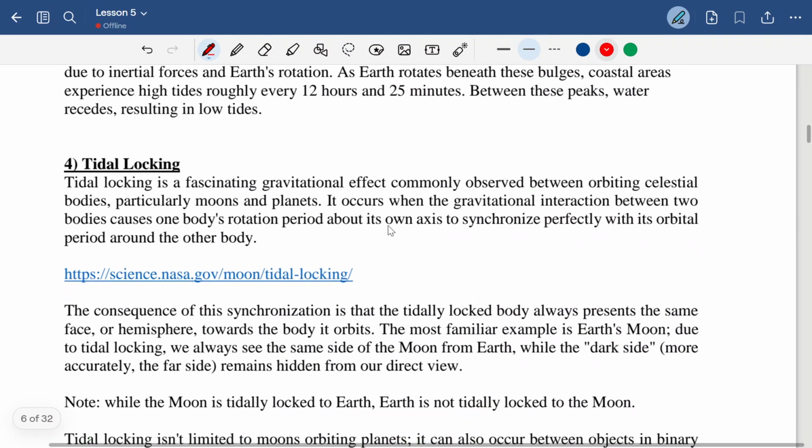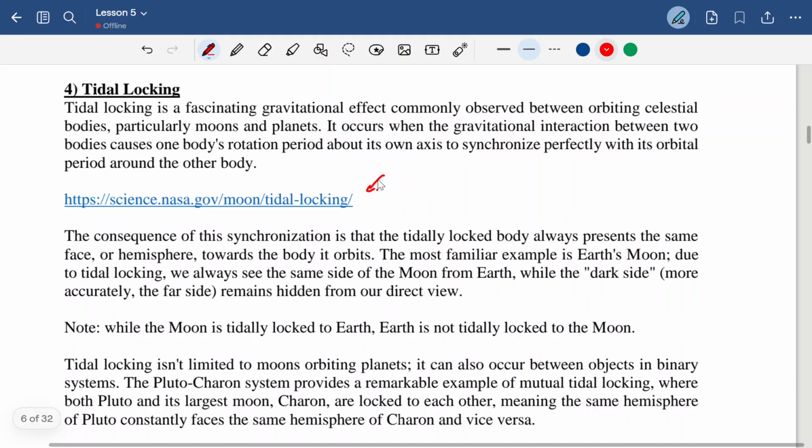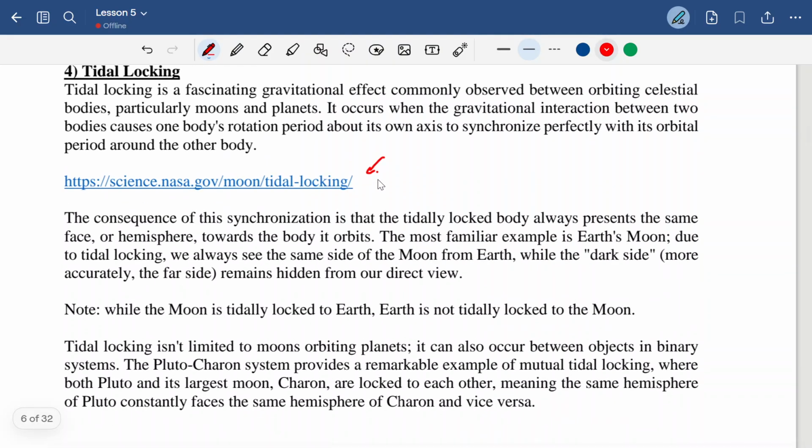Okay, next one. Tidal locking. I put a link for y'all to go and find out. There are quite a few animations here. Quite interesting. So tidal locking, in short, just use examples to explain. The Moon is tidally locked to Earth. Every time we look at the Moon, we see the same side of the Moon. It's not that it doesn't rotate. It rotates.